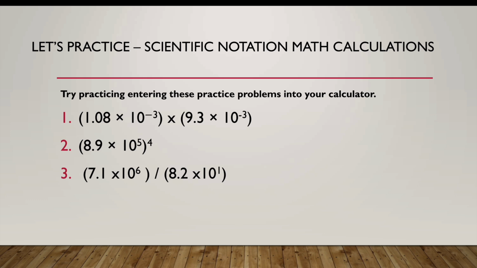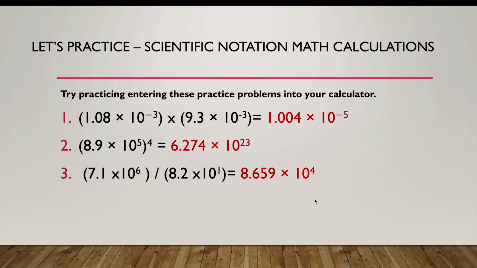Take a moment and try entering these practice problems into your calculator, ensuring that you use the parentheses around each scientific notation segment. Pause the video, and when you come back, check your answers. Now that you've done that, let's take a look at the answers. The first one should give you 1.004 times 10 to the -5th. The second should give you 6.274 times 10 to the 23rd. And the third one should give you 8.659 times 10 to the 4th.